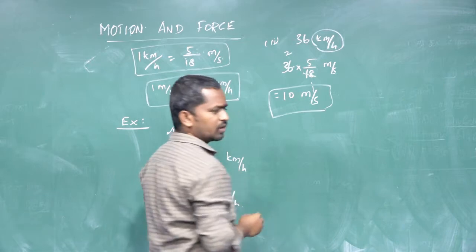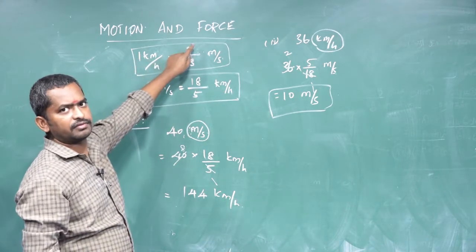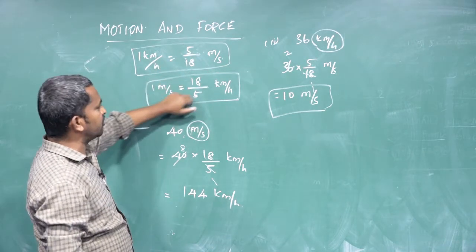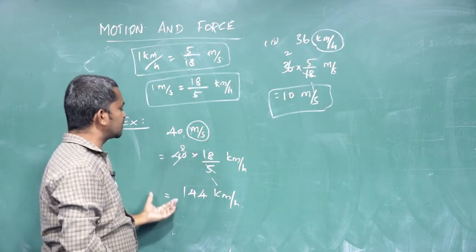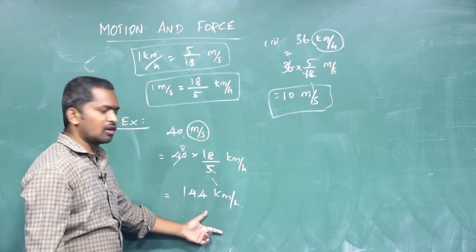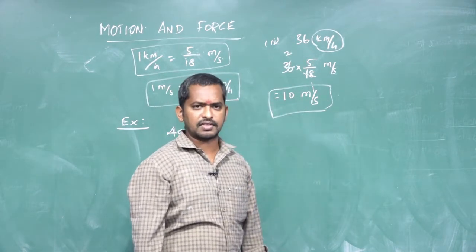This conversion is very important, and it is easy. 1 kilometer per hour is equal to 5 divided by 18 meter per second. 1 meter per second is equal to 18 divided by 5 kilometer per hour. This is one example, this is another example. This is meter per second converted to kilometer per hour, and this is kilometer per hour converted to meter per second.